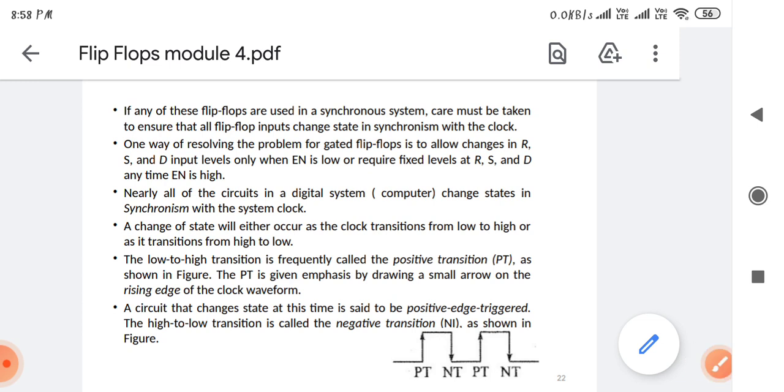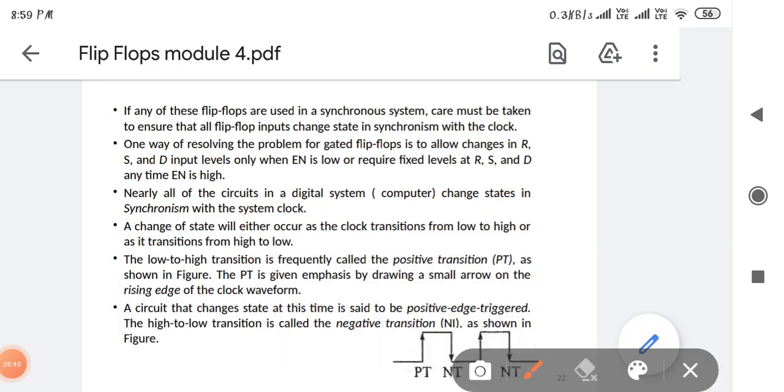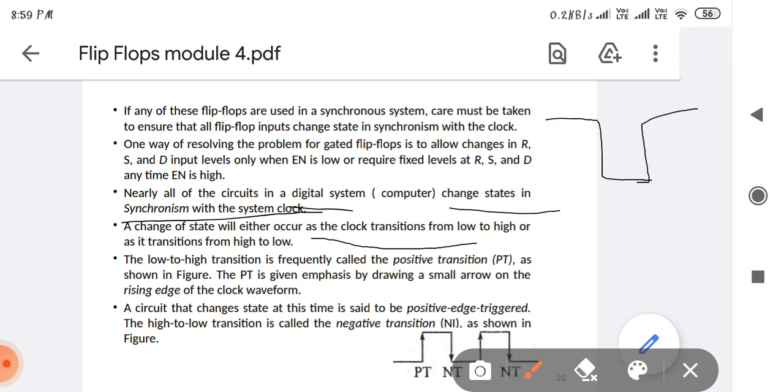Nearly all of the circuits in a digital system change state in synchronism with the system clock. A change of state will occur either when the clock transitions from low to high or when it transitions from high to low. This is a transition.